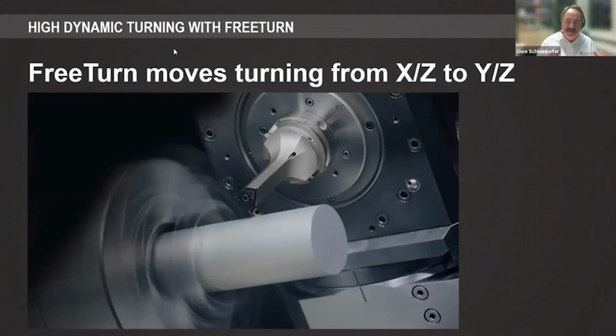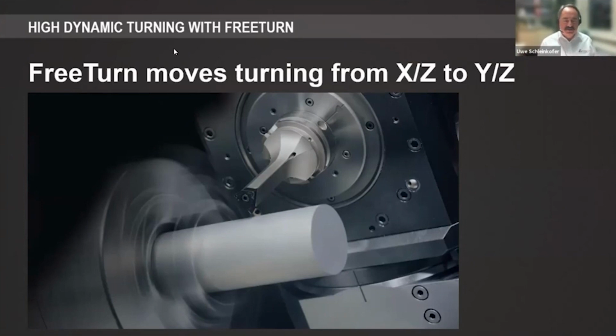And with that information, I show you again a small video where we can show you that FreeTurn moves the turning from the XZ level to the YZ level. FreeTurn uses the Y-axis and the milling spindle for turning. And in the video, you see how this is working. The tool, in this case, has an HSK-T connection. This is clamped in the milling spindle. The center of the insert and the rotation axis of the spindle are in line. This is offering a huge flexibility while turning.